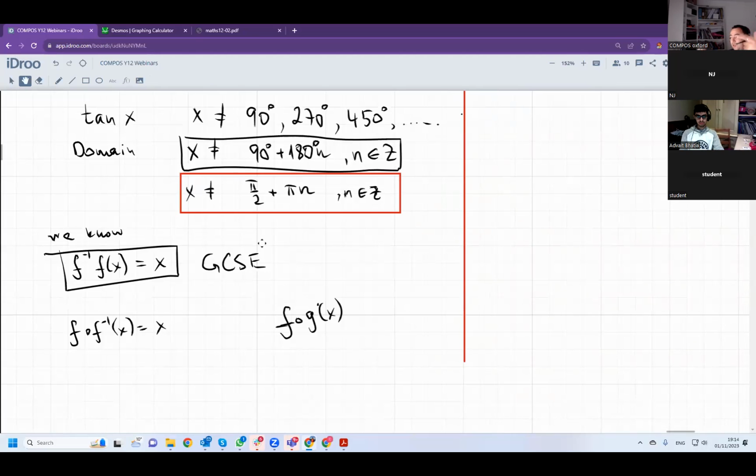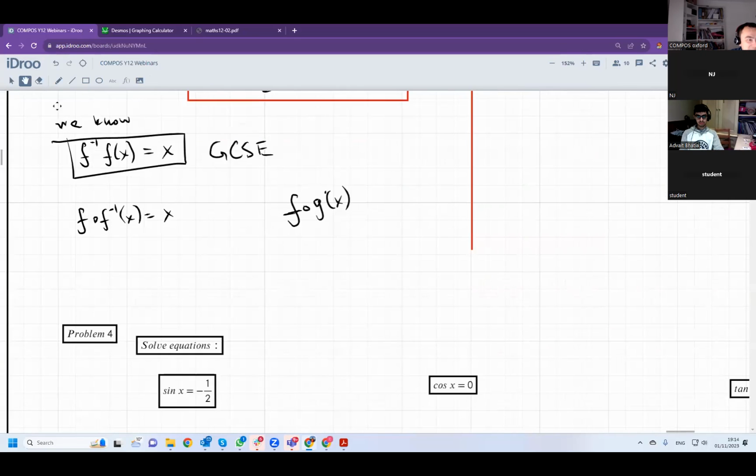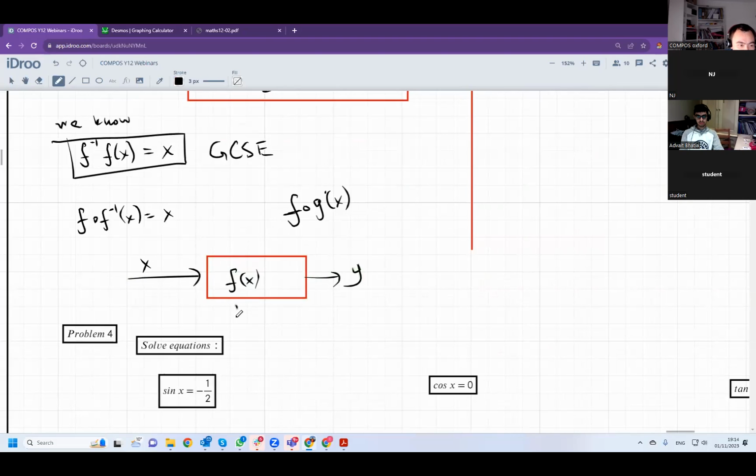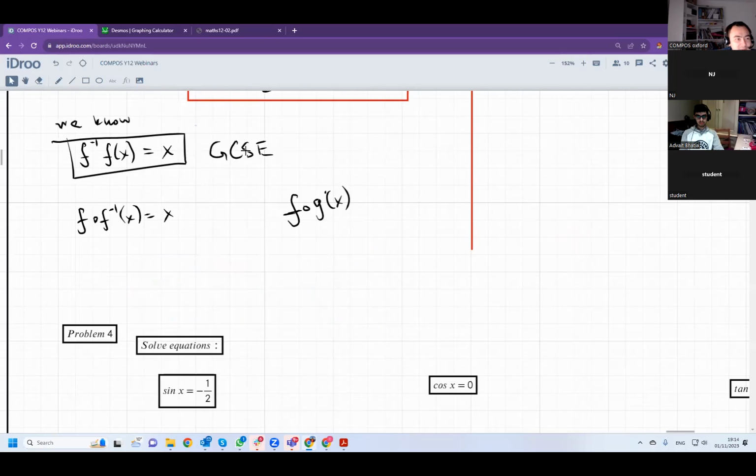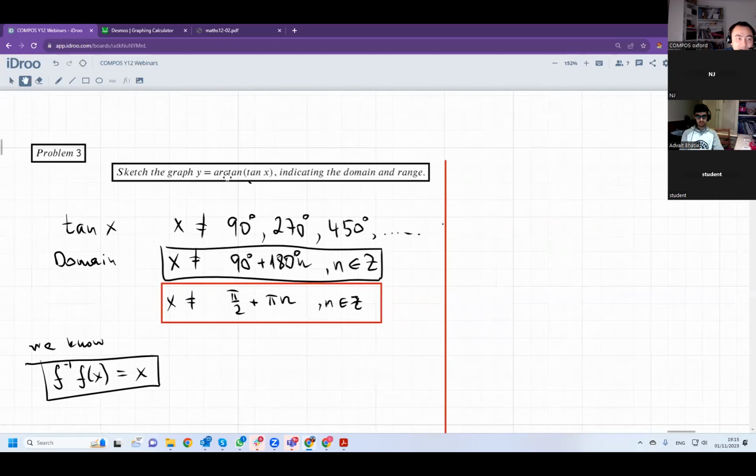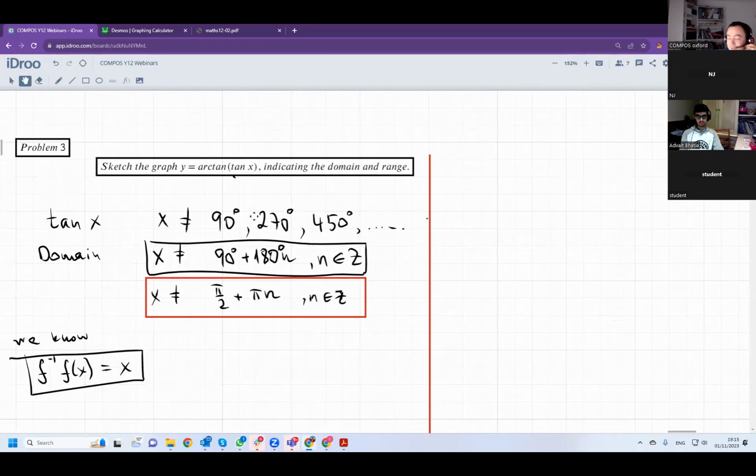The inverse function undoes whatever the function did, right? I like to say the function is a magic box. If you put in a number x, you get out y. Now the inverse function, if you put in y, you get x. It does the opposite thing. So if you put a function into the inverse function, you get what you started with, you get x. And arctan and tan are inverses.